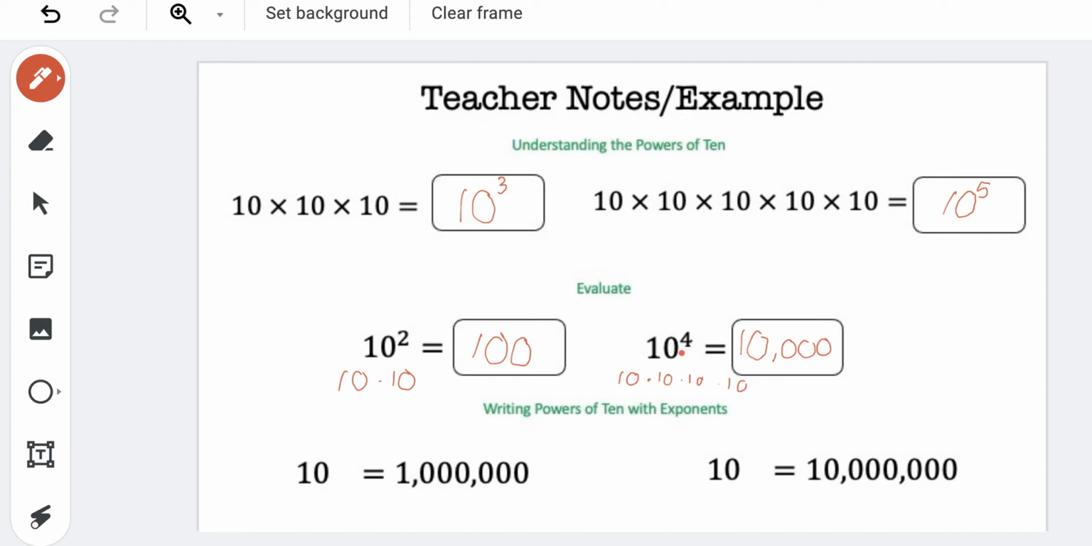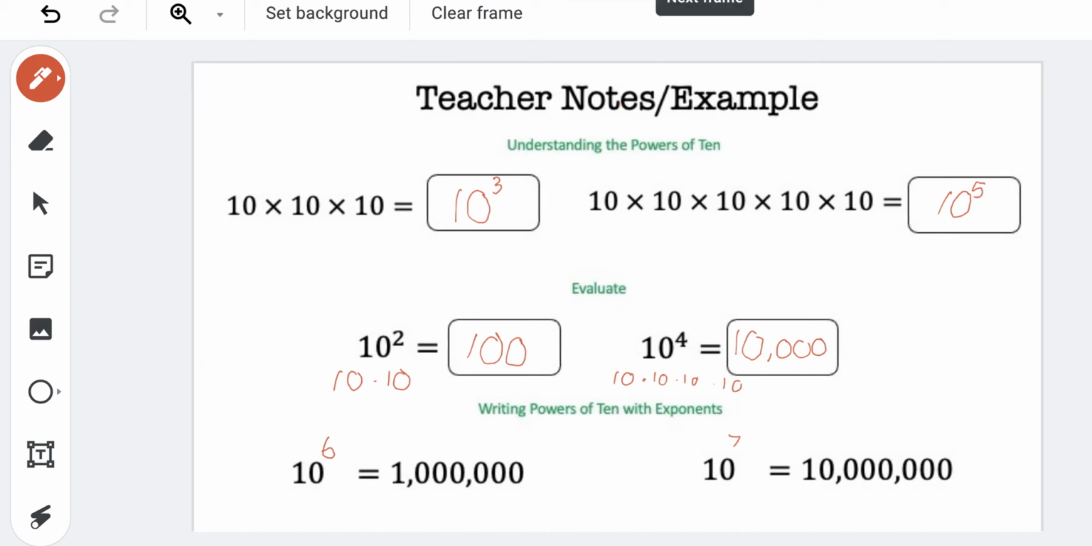If you notice, 10 to the fourth equals 10,000. And look how many zeros we have: 1, 2, 3, 4 zeros. And over here, we know that 10 to the second power equals 100, and again, look how many zeros we have. We have 2. So that's kind of a cheap little shortcut you can do. Here we have a million, and a million has 1, 2, 3, 4, 5, 6 zeros, so we can write that as 10 to the sixth power. And over here we have 10 million, which has 7 zeros, so we can write that as 10 to the seventh power. Hop on over to the next slide.